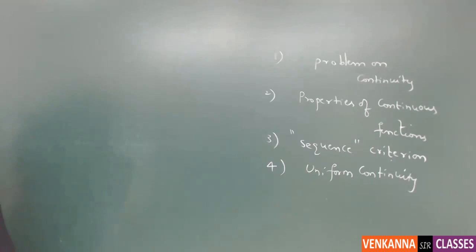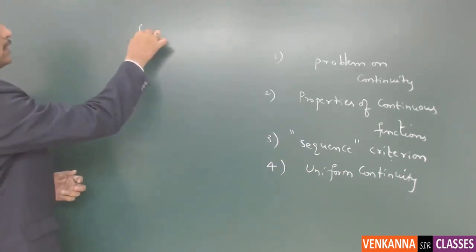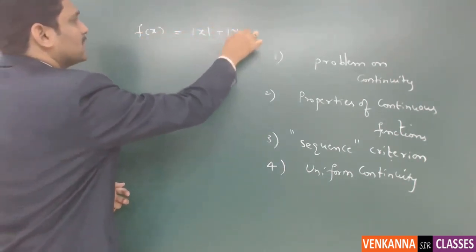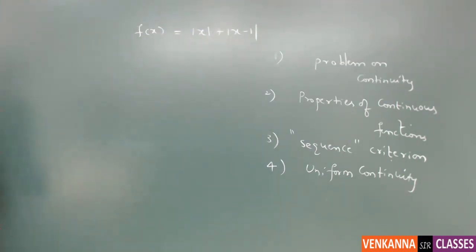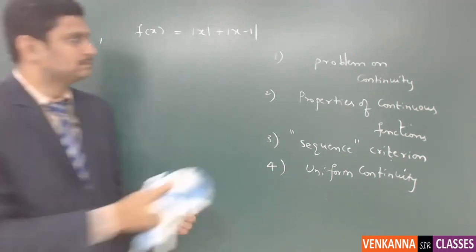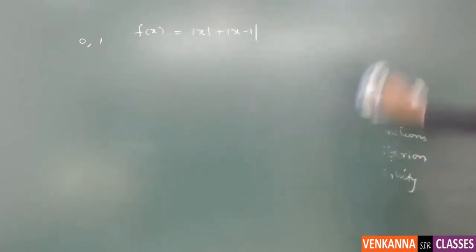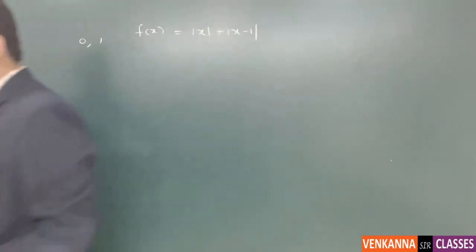So let us take a problem. Take the function f of x equal to mod x plus mod x minus 1. We are going to discuss the continuity of the function at the points 0 and 1. That is the claim. So is the function continuous at the points 0 and 1? That we need to discuss.